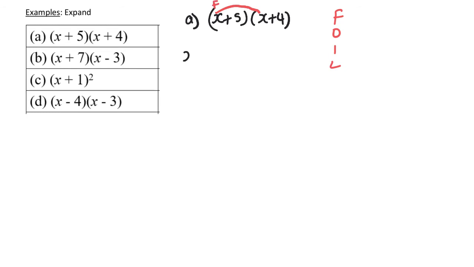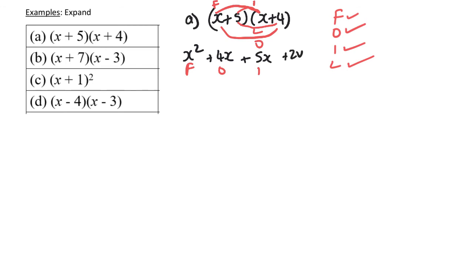And x times x gives me x squared. Then I'm going to multiply the outside ones together. And x times 4 is 4x. So that's my outer. Then I'm going to do the inside ones. And 5 times x is 5x. And then I have to do the last, which is the 5 times 4. And I get 20, not 9.